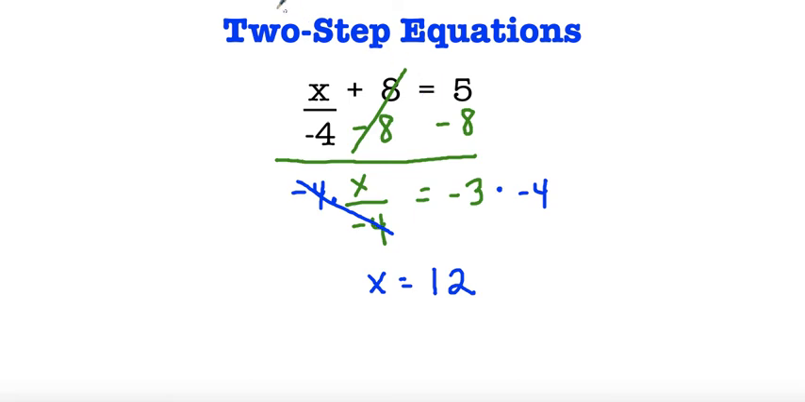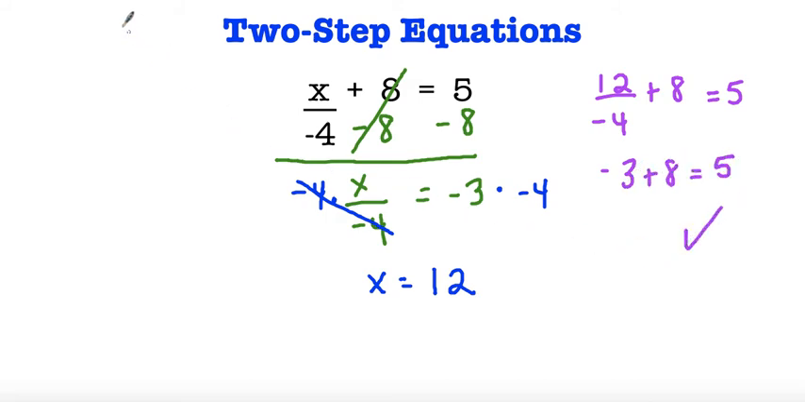And here in our problem, if we want to go back and check, we're going to substitute x with 12. So 12 divided by -4 plus 8 is equal to 5. 12 divided by -4 is -3. Plus 8 is equal to 5, so we know that that's true.